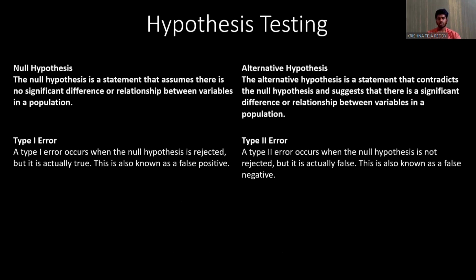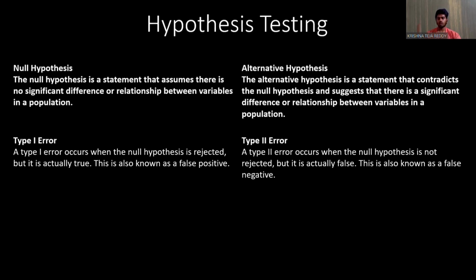Hypothesis testing. Null hypothesis. The null hypothesis is a statement that assumes there is no significant difference or relation between variables in a population. Alternative hypothesis. The alternative hypothesis is a statement that contradicts the null hypothesis and suggests that there is a significant difference or relation between variables in a population.